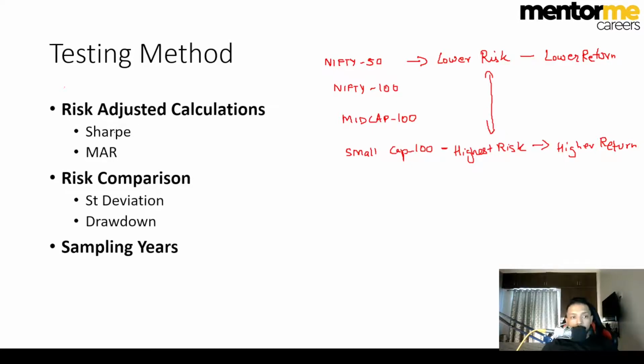Then what I've done is, I will also show you this. We've also calculated Sharpe for various indexes. We've also calculated the MAR ratio, which actually takes into consideration drawdown. I've also compared risk, standard deviation and drawdown, and I've also changed years just to remove any bias and see whether it really holds true that higher risk is higher return. Okay, so let's switch to the template.